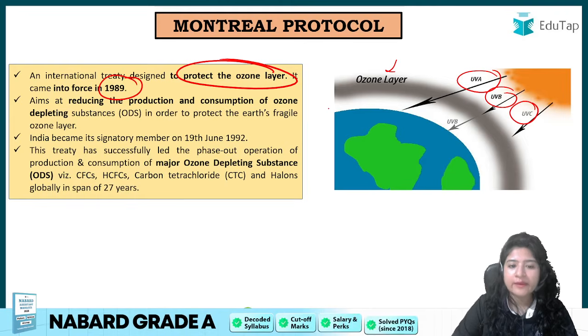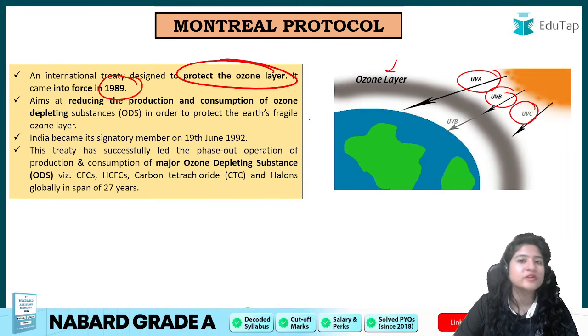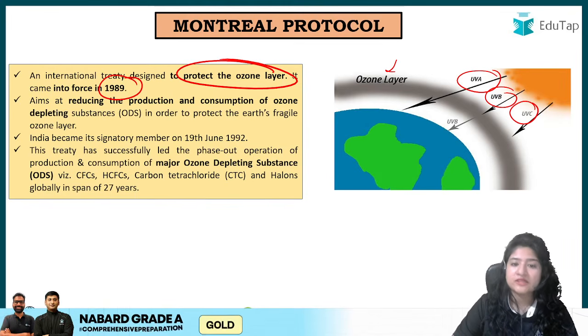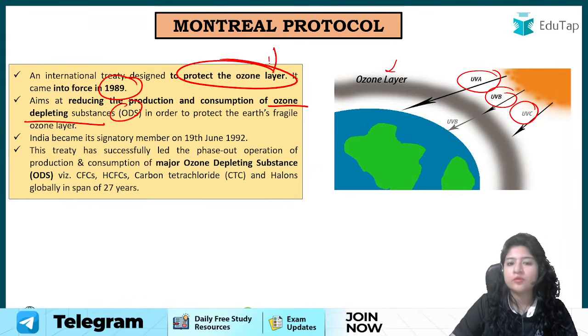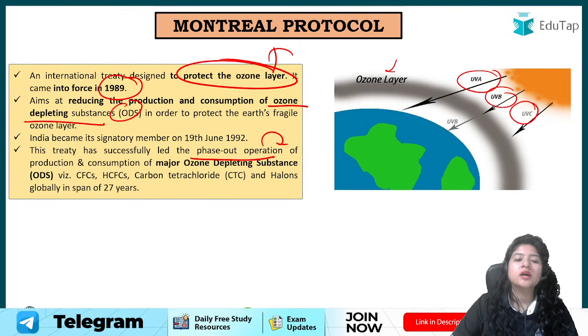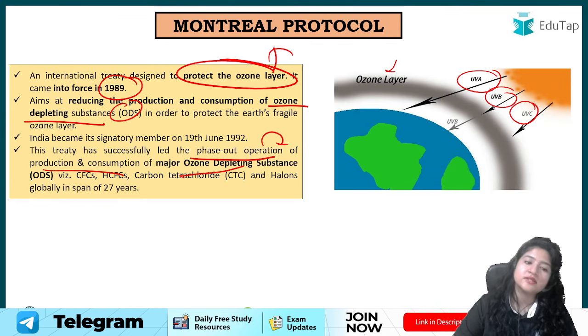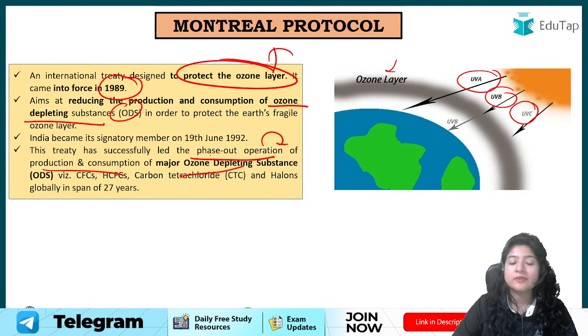Now what was happening was that these gases were just being released into the atmosphere, and it was observed that some of such gases are ozone depleting. So ODS is an ozone depleting substance. This particular Montreal Protocol came into action so as to reduce or phase out production of such gases which are depleting ozone.